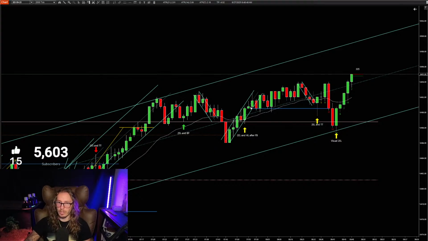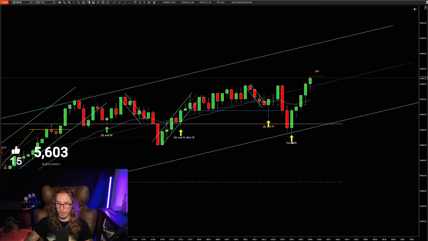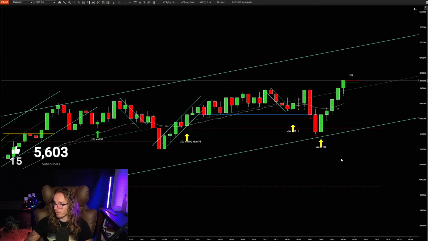But yeah, not a good signal bar, and it's also in the short-term uptrend. You have to respect the trend lines. Okay, so we'll take a look and see if anything else comes up.